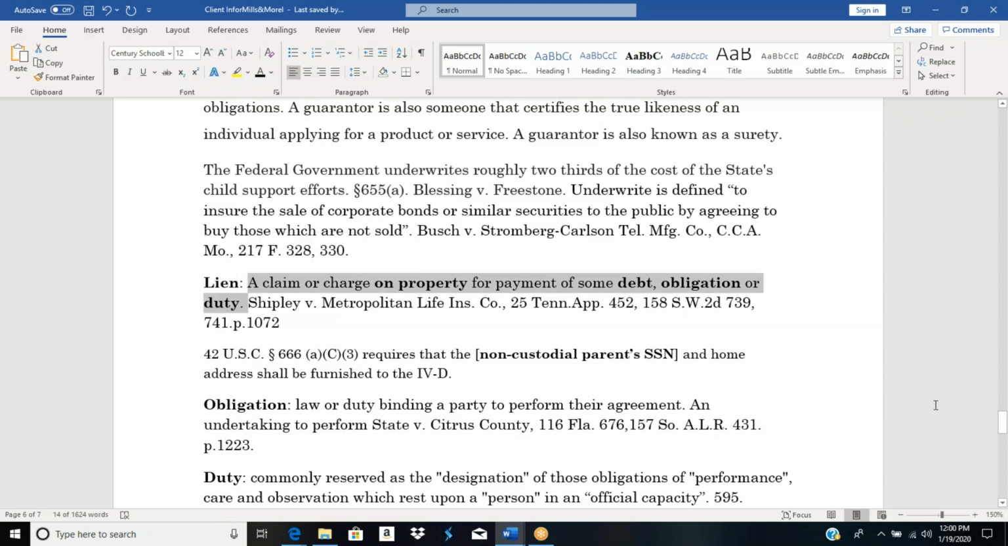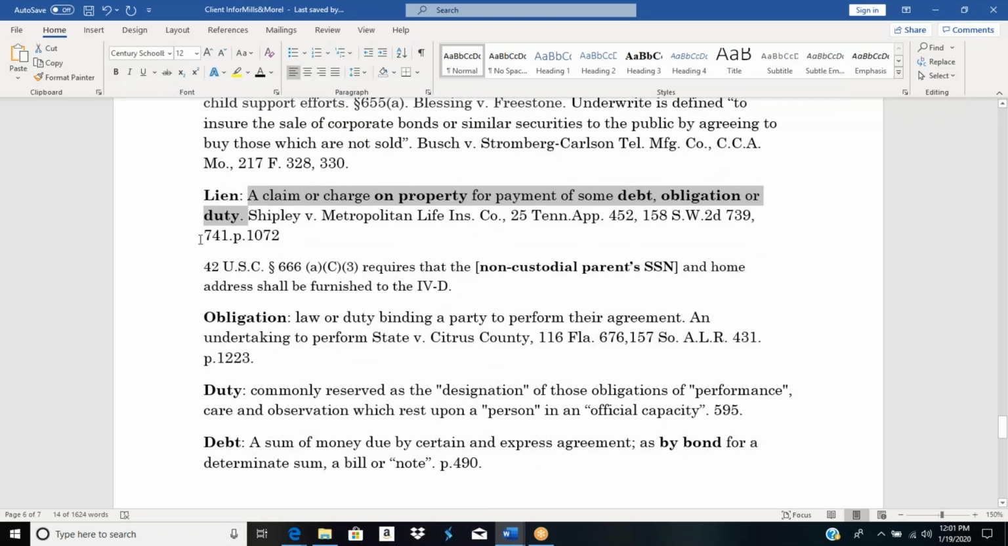Where is the debt liened against? The Social Security number, which is the property of the Social Security Administration. Okay, flip the debt. Now look, here it is again: 42 U.S.C. 666 requires that the non-custodial parent's Social Security number be furnished to the agency.